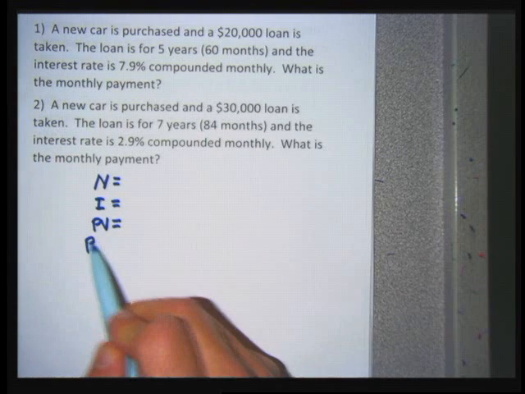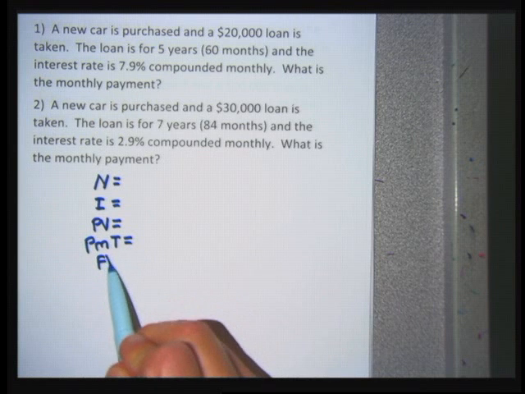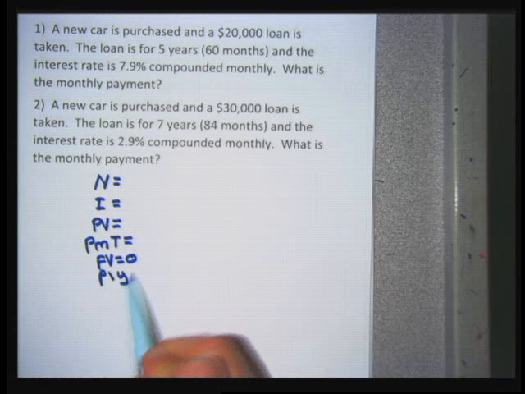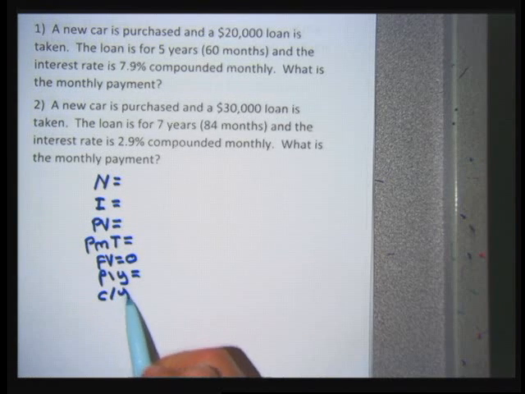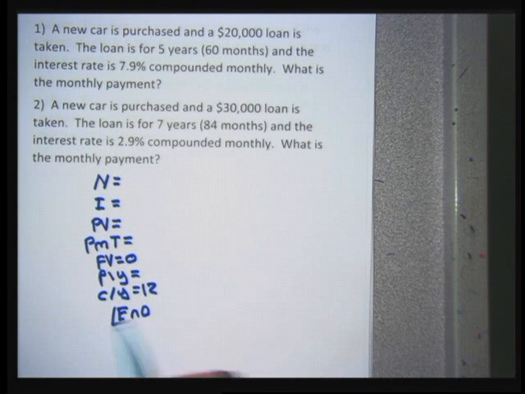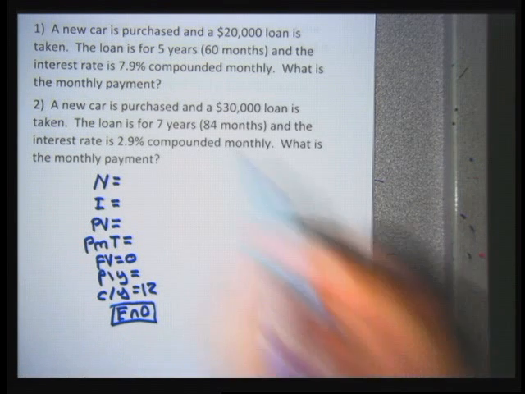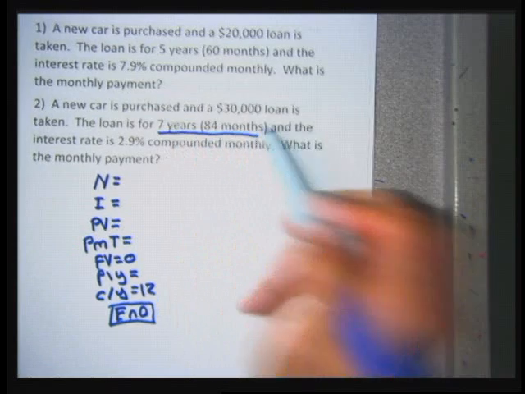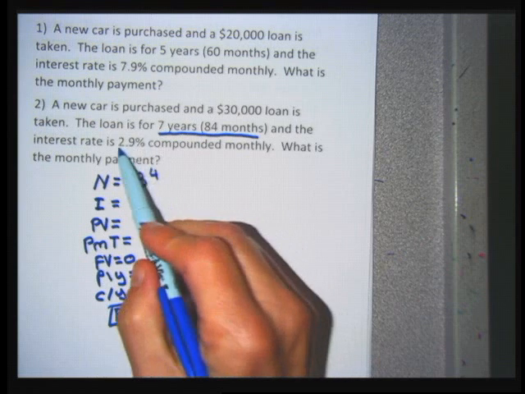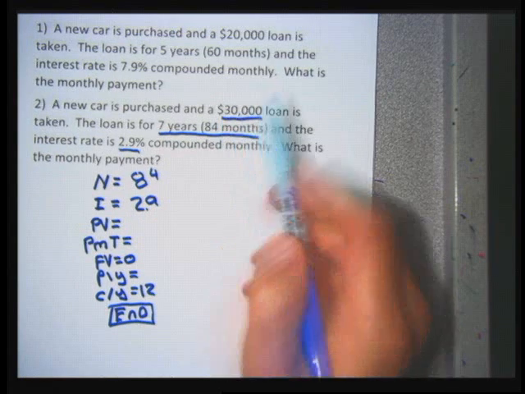When I solve question 2, I want to know on my calculator exactly what numbers I'm going to put in for everything on the TVM solver. And the bottom's always going to be on end. And for my problem 2, it says my loan is for 7 years, and 7 times 12 makes 84 payments. It says the interest rate is 2.9%. It says the loan amount is $30,000.